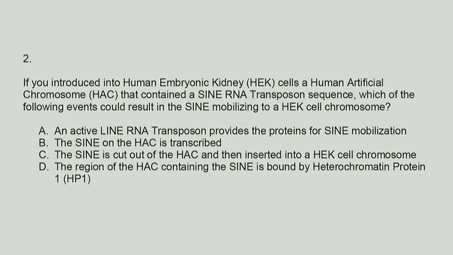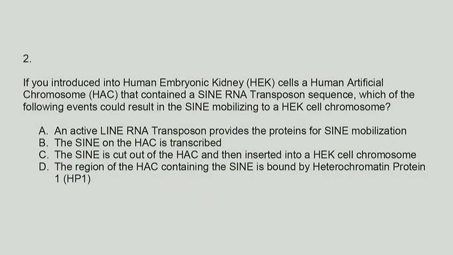Yeah, so SINEs are shorter. They've lost something evolutionarily as they've been incorporated as transposons. They need elements from LINEs in order to carry out their functions. Given that, what do we think about A? Does A seem correct? An active LINE RNA transposon provides the proteins necessary for the SINE to mobilize? Yes, right? So that's kind of the definition of LINEs and SINEs, okay?